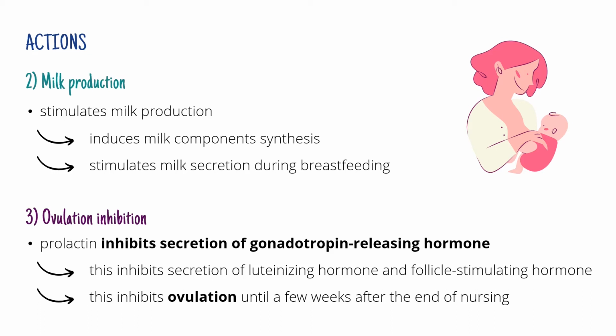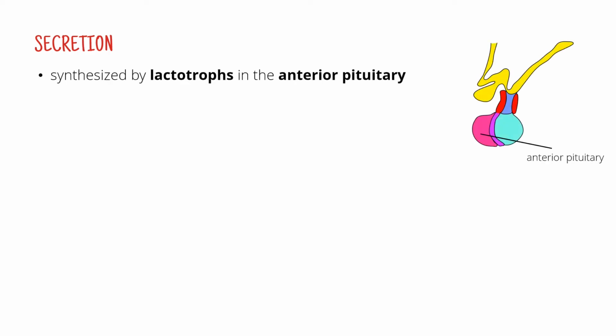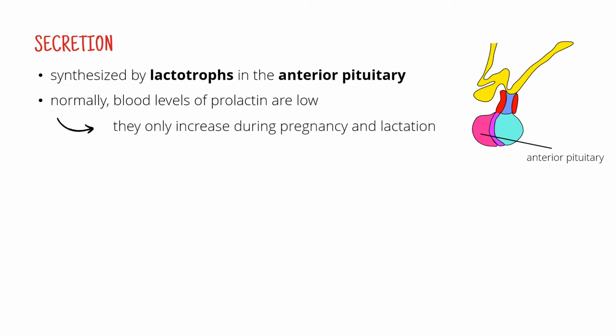Okay, so now let's take a look at the way prolactin is secreted. Prolactin is synthesized by special cells called lactotrophs in the anterior pituitary, and normally there's not a lot of prolactin in the blood, as its blood levels only increase during pregnancy and lactation. But that of course only applies to women, because in men, its blood levels are low constantly.